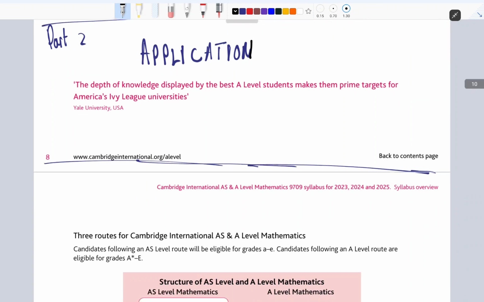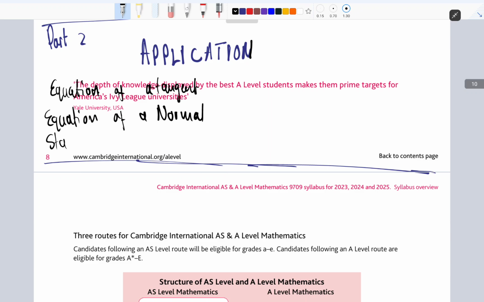So what is it going to be? In application, that is where you're going to apply the things you know to a question that wants you to find, say, the equation of a tangent. Then you should be able to find the equation of a normal line using differentiation. Then you should be able to find the stationary points.